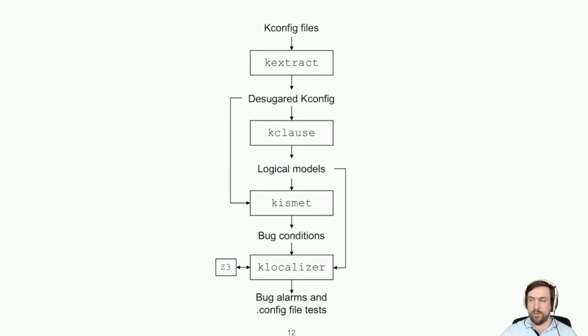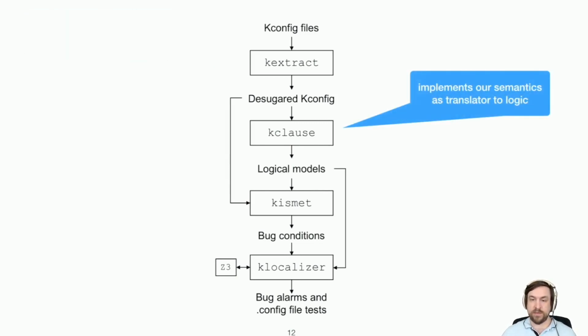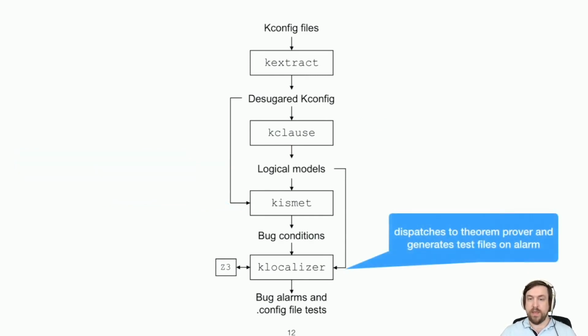Here's an overview of our infrastructure. Kextract simplifies the syntax. Kclause implements our semantics by translating syntax into logical formulas that represent the behavior of the program. Kismet generates verification conditions to prove whether there is an unmet dependency bug. And Klocalizer dispatches these conditions to an off-the-shelf automated theorem prover. If there's an alarm, it generates a test that we can use to actually validate whether the alarm is a true positive.